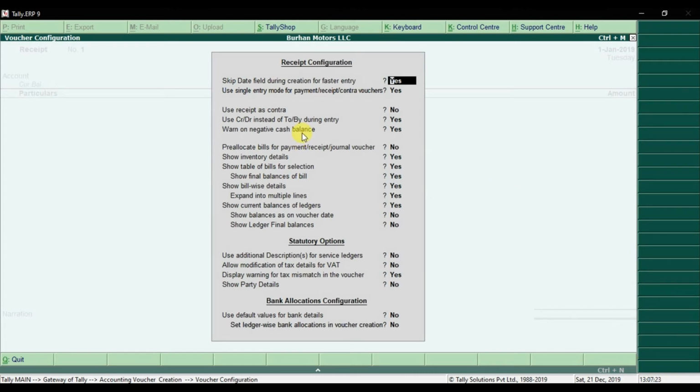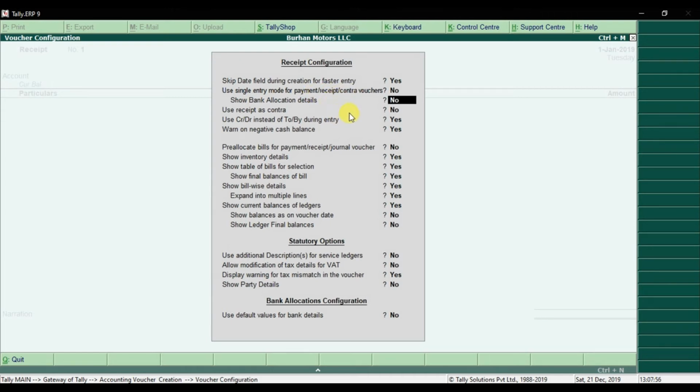Here, the second option is use single entry mode. I don't want to use single entry, I want to use double entry. So you use single entry? No, I want double entry, so press N for no. Enter. Come on, please focus. Okay, it was on the wrong page. Yes, so focus, please. This one is no, N.